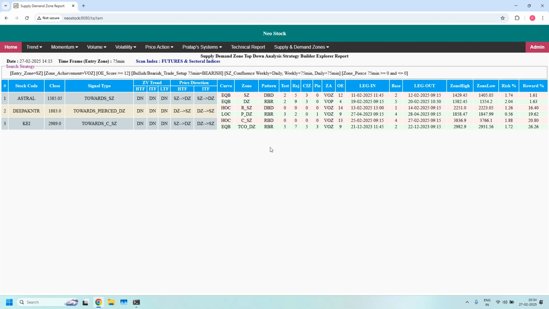In these 3 stocks, the 75 minute supply zones are overlapped with the daily supply zone, both together again overlapped with the weekly supply zone, and the weekly trend is down in all the 3 stocks. If the weekly supply zone has weekly EMA confluence, then these stocks are even more high probability trade setup supported zones, the 75 minute supply zones.